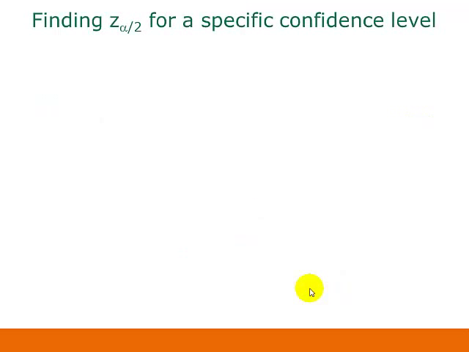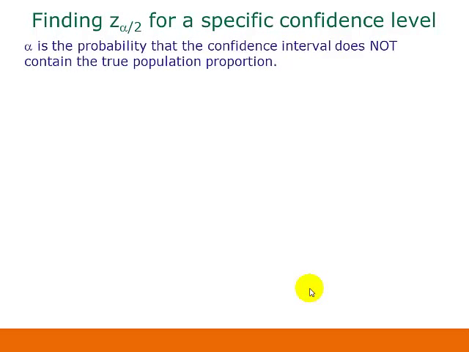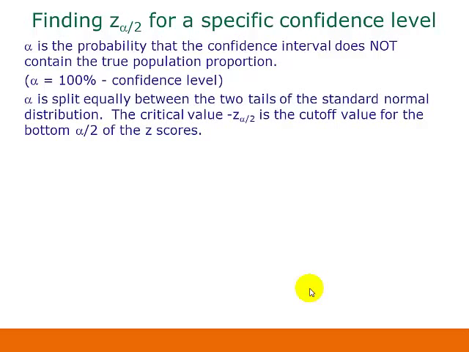Now, we'll need to find those critical values in order to construct a confidence interval. So if we have a specific confidence level, here's how we find our critical value. The alpha is the probability that the confidence interval does not contain the true population proportion. In other words, alpha equals 100% minus our confidence level. Then we take alpha and split it equally between the 2 tails of our standard normal distribution. The critical value negative z alpha over 2 is the cutoff value for the bottom alpha over 2 of the z-scores.